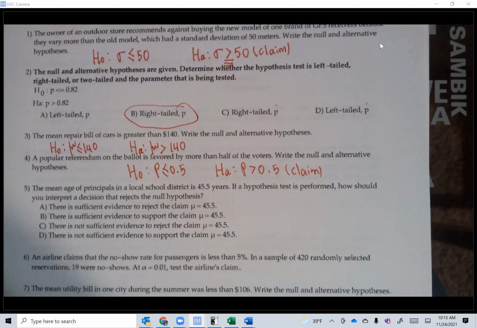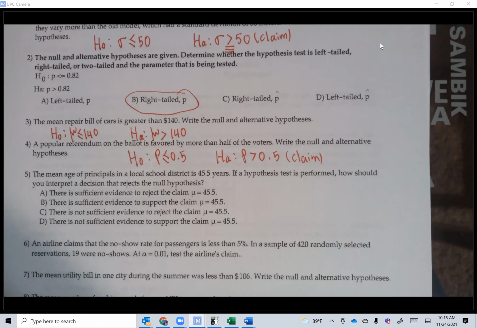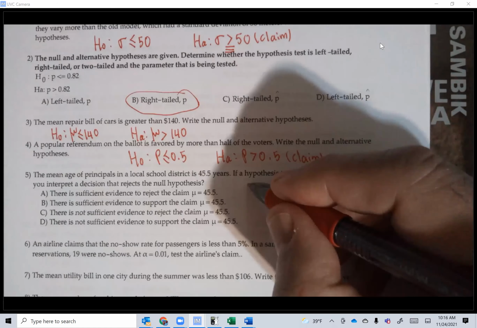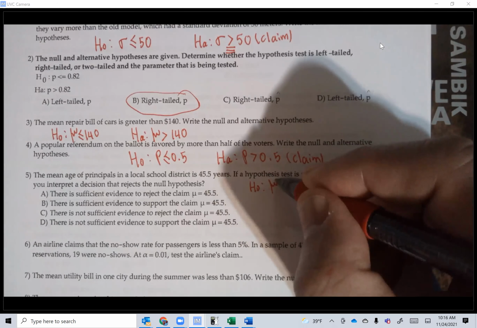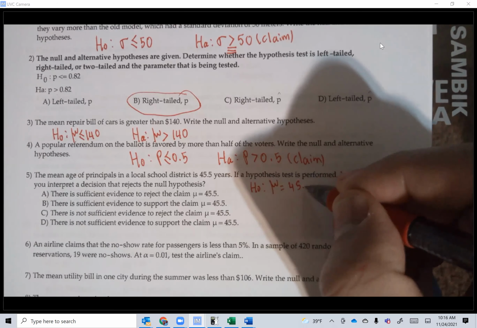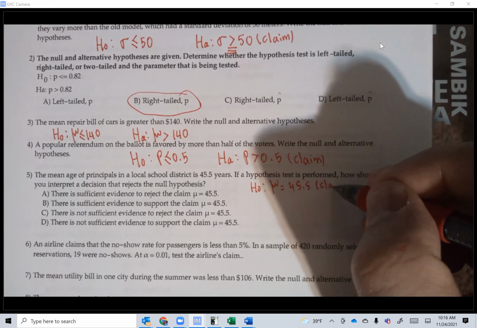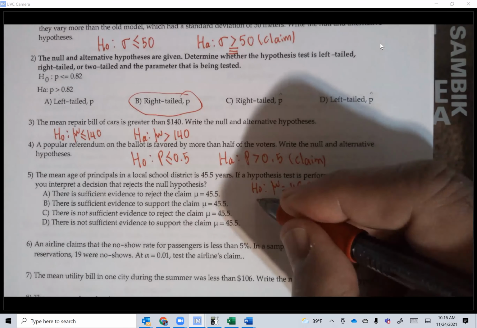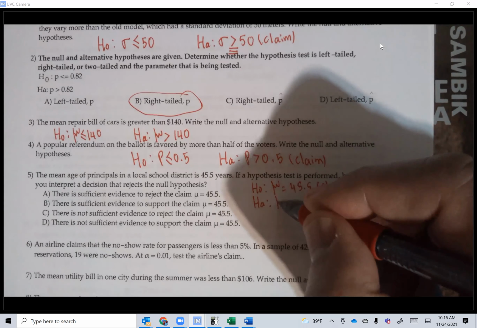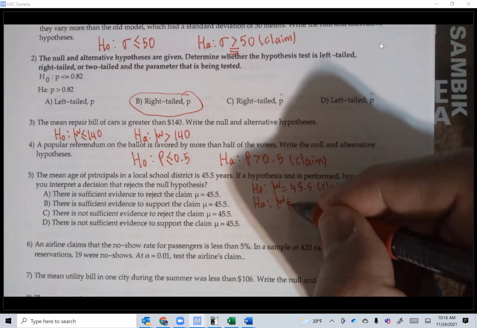Okay, number 5. I'd like you to help me with number 5. The mean age of principals at the local district is 45.5 years. Let's write the null and the alternative. HO will be mu equals 45.5. That's what they say, and that's the claim. And you guys should be able to tell what the alternative should be, not equal, because equal comes with not equal.